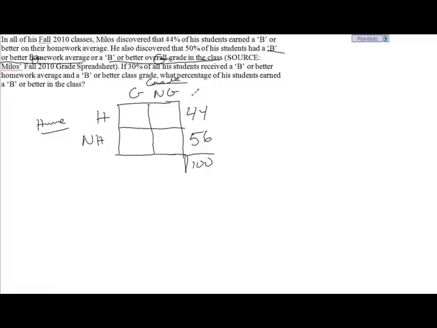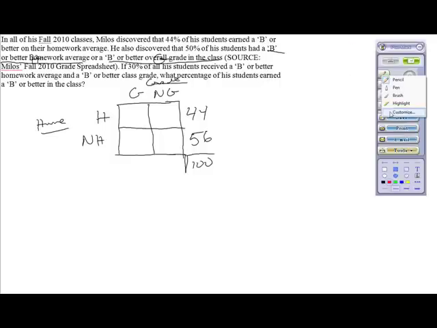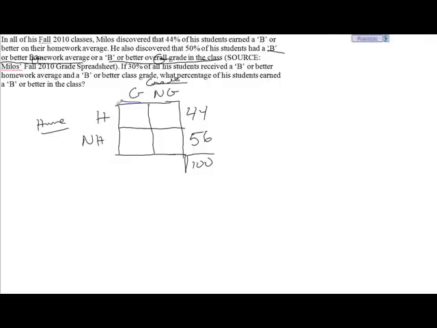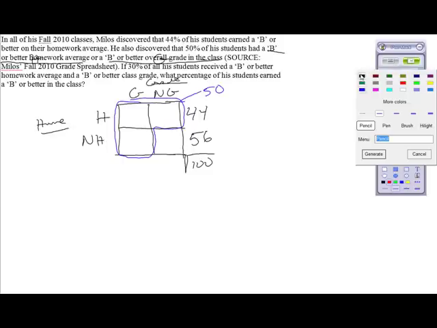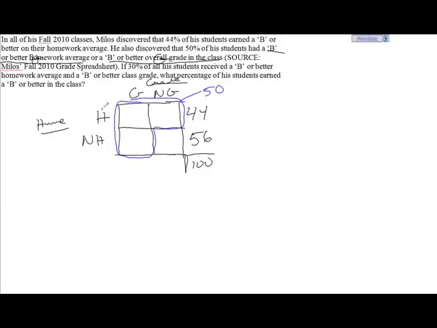Then we also know that 50% of the students had a B or better homework average or a B or better overall grade in the class. So that unfortunately refers to a region that is a little bit harder to pinpoint in terms of what these values should be. But we do know that that entire thing has to add up to 50 right there, because that's either getting a B or better as a grade or B or better on homework. Okay, so we're not actually going to be able to do anything with that right now, or at least not very simply, so we're going to go on and see if the next piece of information helps us.